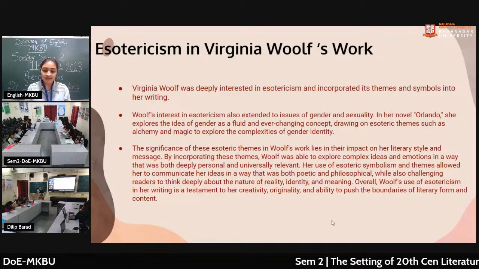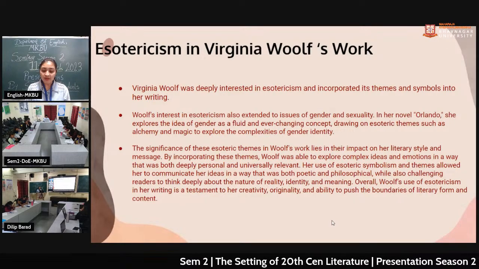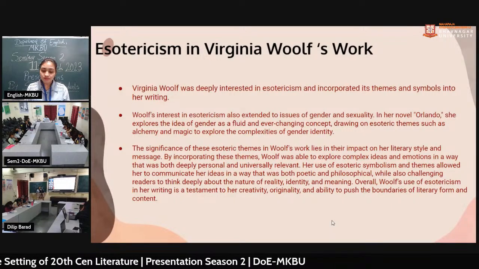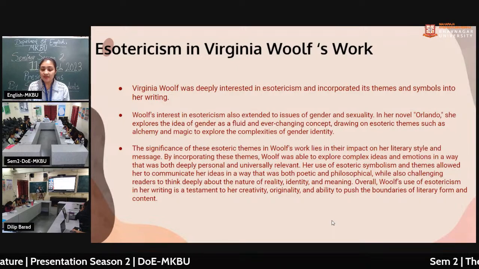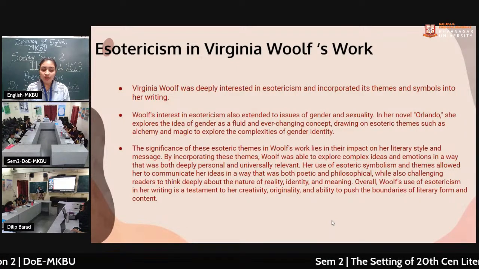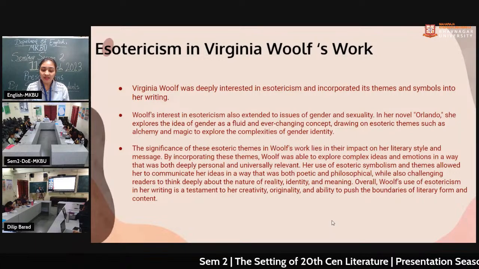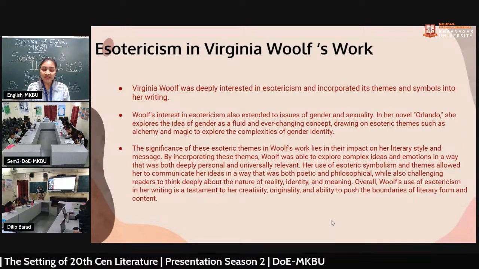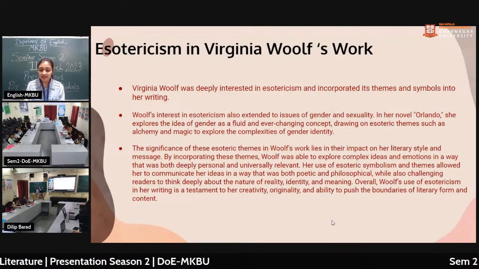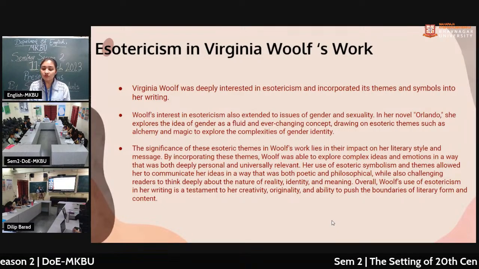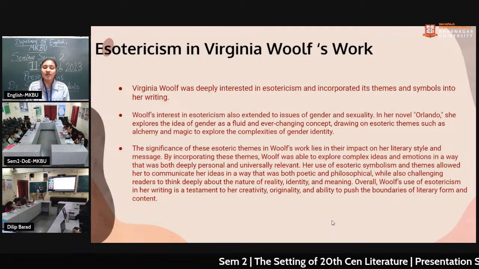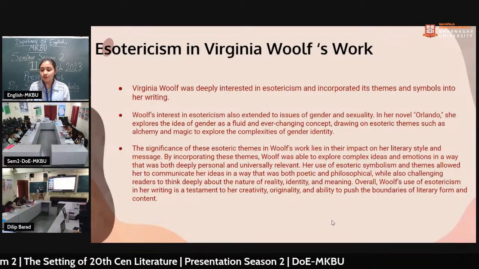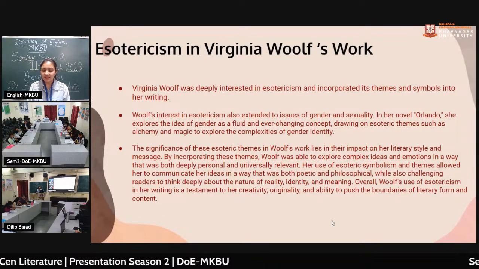By incorporating these themes, Woolf was able to explore complex ideas and emotions in a way that was both deeply personal and universally relevant. Her use of esoteric symbolism and themes allowed her to communicate her ideas in a way that was both poetic and philosophical, while also challenging readers to think deeply about the nature of reality, identity, and meaning. Overall, Woolf's use of esotericism in her writing is a testament to her creativity, originality, and ability to push the boundaries of literary forms and content.